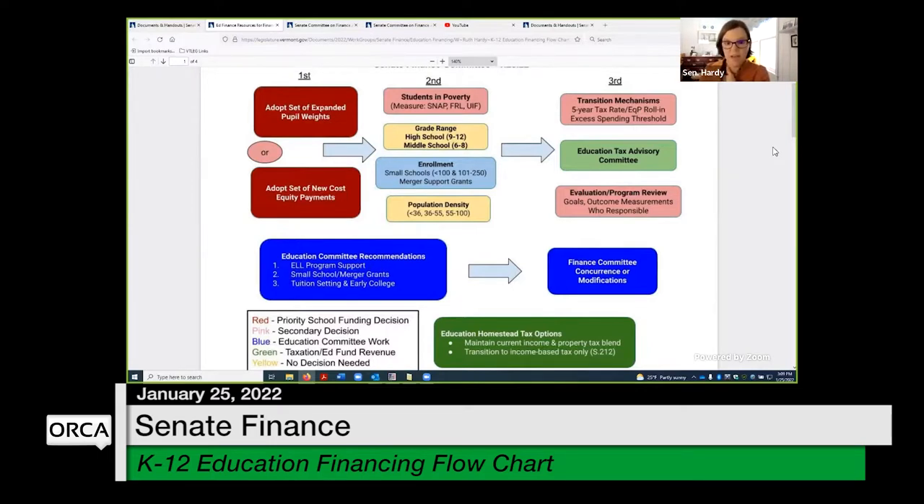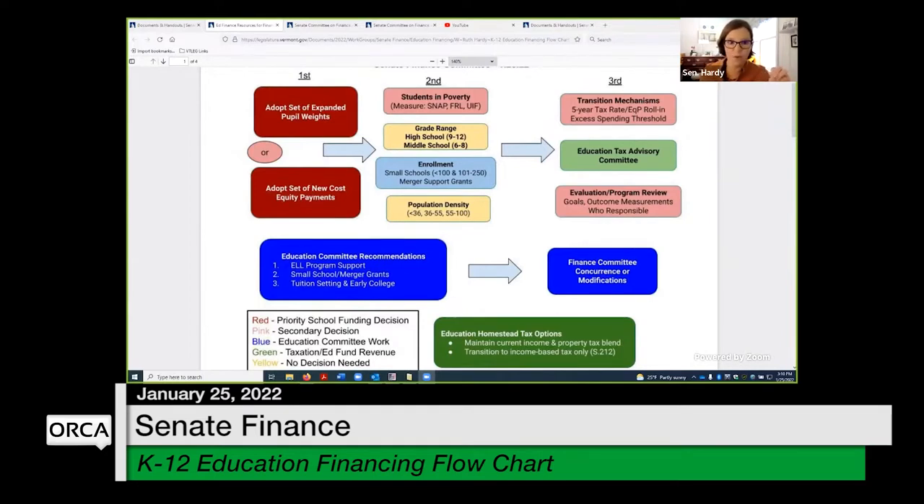And then the evaluation is in pink. So the things that are in red are the priority decisions that we have to make. The pink decisions come off of those priority decisions. So how do we measure poverty using the SNAP benefit or the free and reduced lunch or universal income form? How do we transition into a new mechanism? And then how do we evaluate it once we're done with it? So those are the primary decisions we have to make. There's not really decisions to be made for the yellow items.